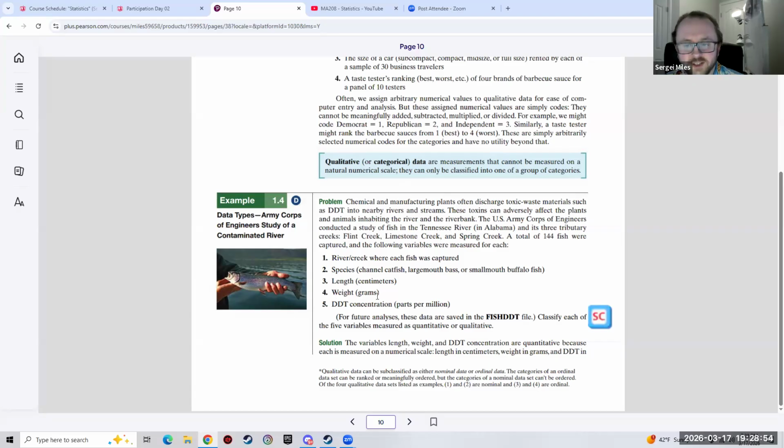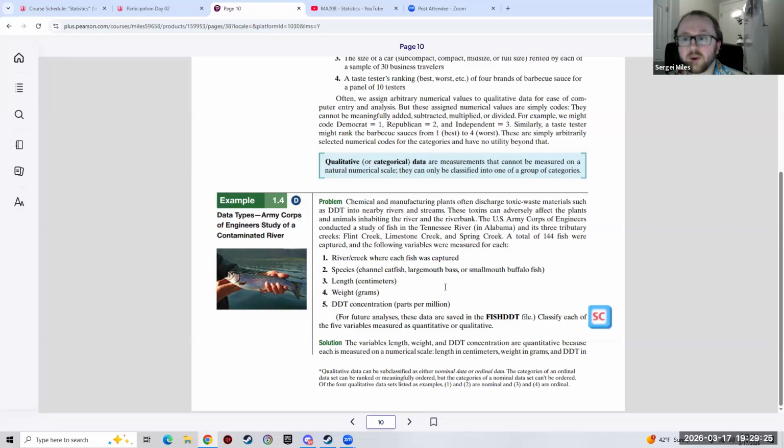The weight of the fish. Is it a big fish? Is it a skinny fish? How healthy is it? And then lastly, they're collecting information on the DDT concentration in parts per million. How much of this chemical, this toxic waste, is actually present in the fish? Is there a little bit? Is there a large amount? Does it seem to be affecting the fish in some way? This is a concentration, which is a numerical value, and so quantitative.